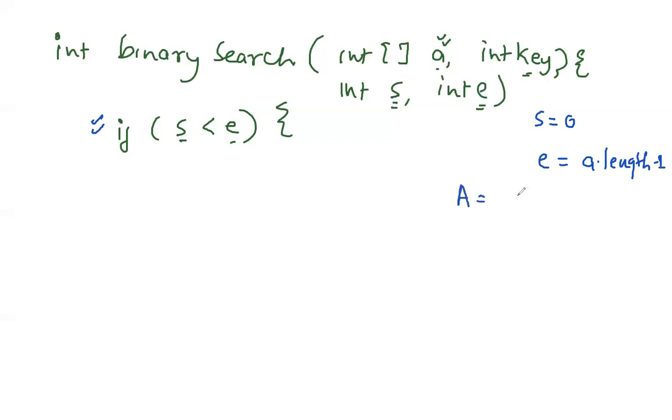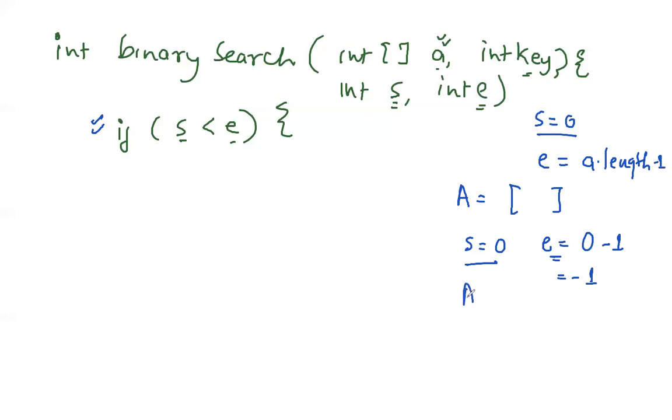If I have an array which is empty, I have a hard-coded start equals to 0. What will be the end? End will be A dot length minus 1. What is the A dot length here? It is 0, minus 1. In this case, your start is greater than end. That means the array is empty. So start greater than end represents an empty array. Remember that start greater than end represents an empty array, right?